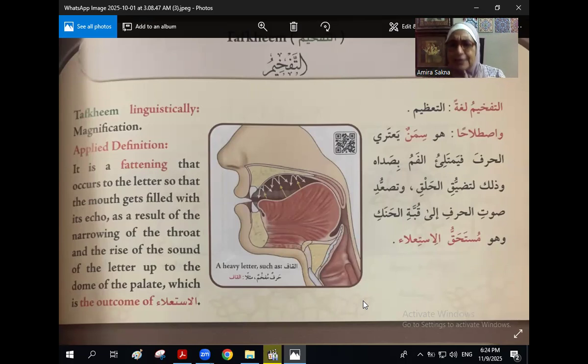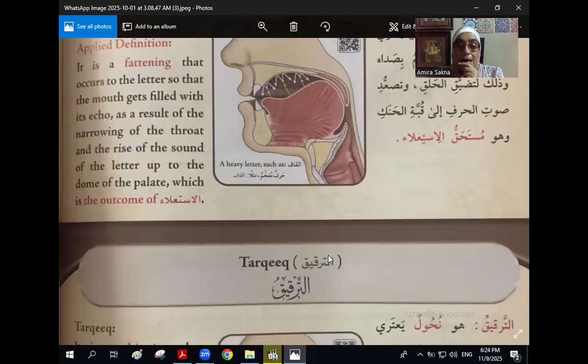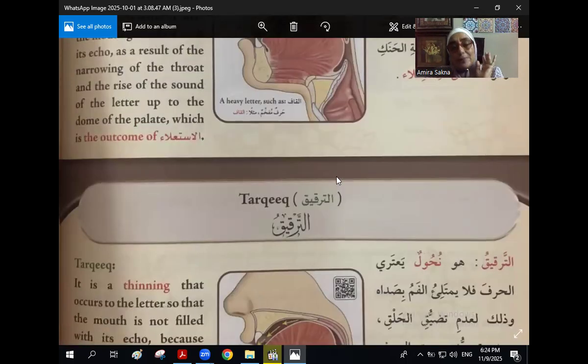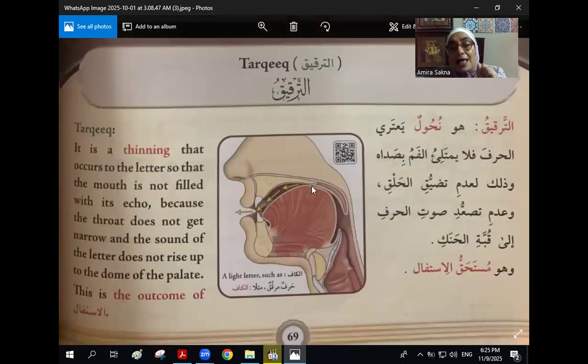Those are binary. Remember this word. Binary, that means that they are opposite, against each other. Either this or that. Okay. About ترقيق is going to be the opposite, my dear sisters. The letter doesn't rise. This is the qaf again. When I pronounce the qaf, the sound, as we said, doesn't rise to the roof of the mouth. It descends. That's why there will be no echo.